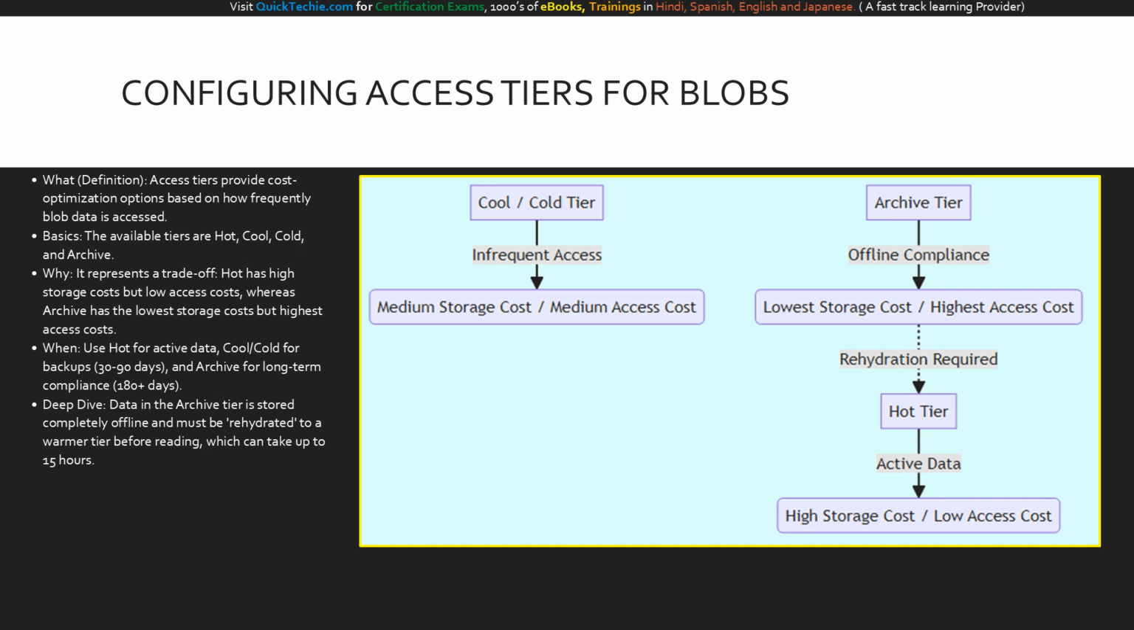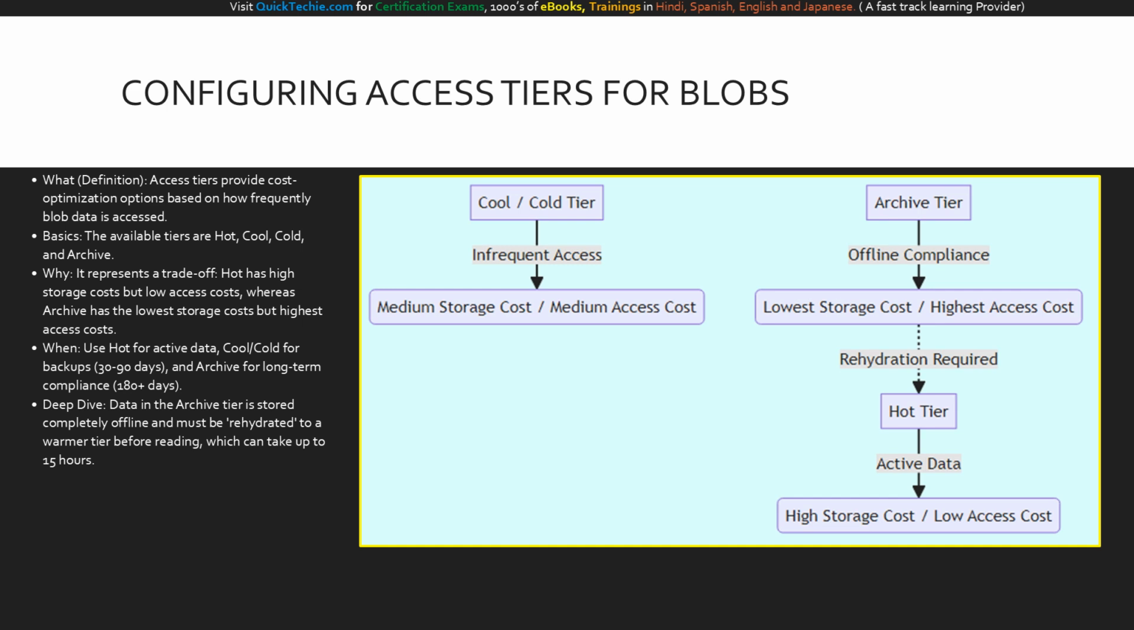When should you use them? Keep active data in hot, transition 30 to 90-day backups into cool or cold, and push long-term compliance data to archive. For our deep dive, you must know that the archive tier is truly offline tape storage. If you need a file from archive, you must rehydrate it to a hot or cool tier first, a process that can take up to 15 agonizing hours.